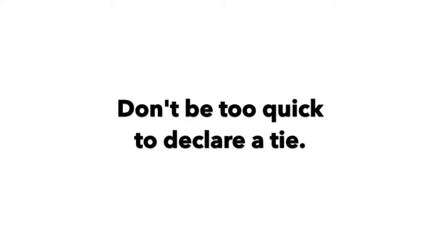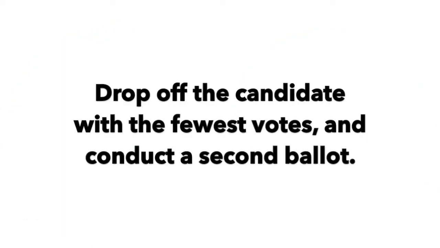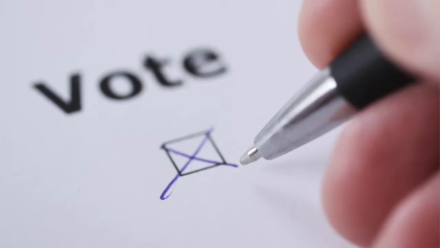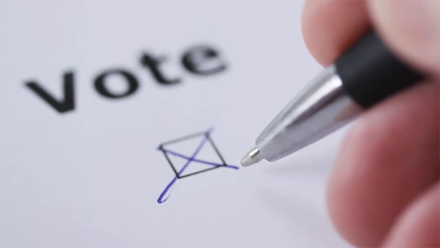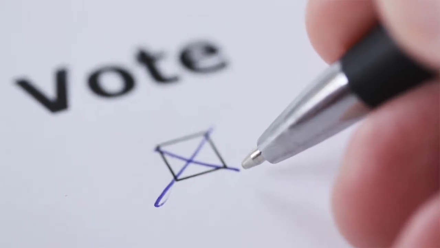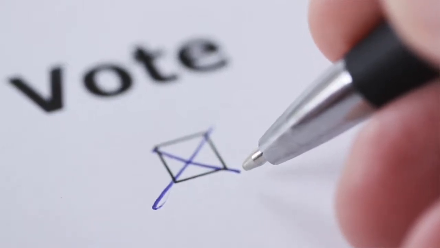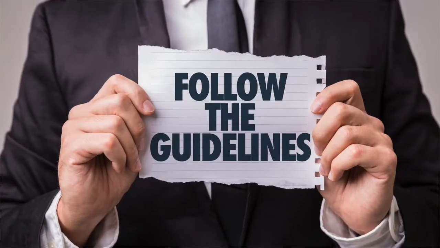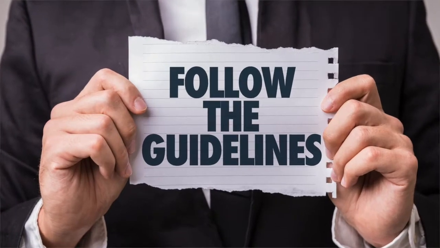Don't be too quick to declare one. If the first ballot results in a tie, but there are more than two candidates, the usual procedure would be to drop off the candidate with the fewest votes and conduct a second ballot. If a ballot results in a tie between the only two candidates, you may still want to conduct one more ballot, just to confirm that opinions are really equally divided. But when all else fails, and the tie prevails, the provisions of the Public Schools Act must be followed. Any other election procedures should be specified in your rules of procedure.